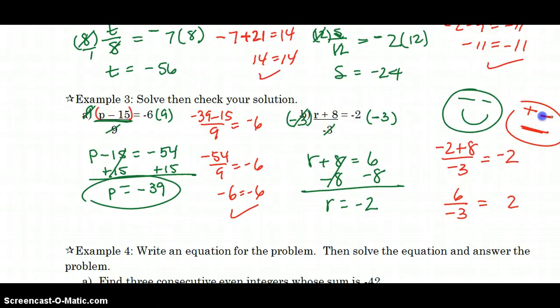It's like I'm half awake. I'm not very happy. So that's a negative 2, and that's what I wanted. My sign just didn't catch for some reason. So negative 2 equals negative 2. That is what we were hoping for.